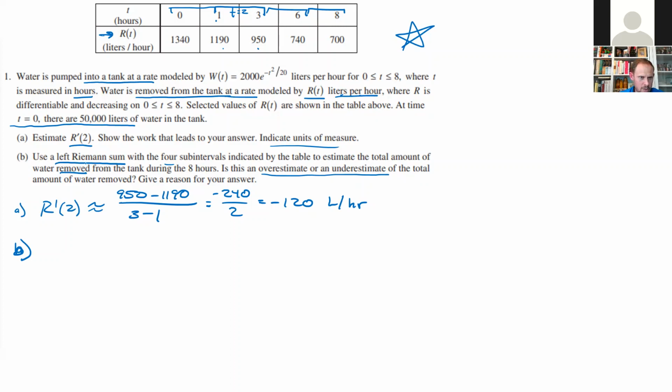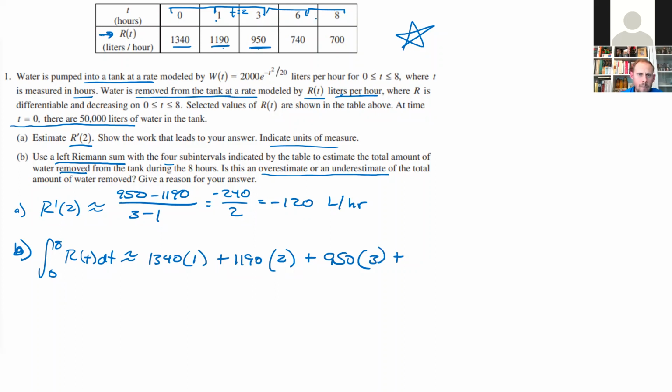All right, so two things we want to do. First, we want to approximate the sum. So the total water removed, we could say the integral from 0 to 8 of R of t dt is approximately equal to, with the left side as our height, 1340 times the width here, which is 1, plus 1190 times the difference between 1 and 3, which is 2, plus 950 times the difference between 3 and 6, which is 3, plus the height 740 times the difference between 6 and 8, which is 2.